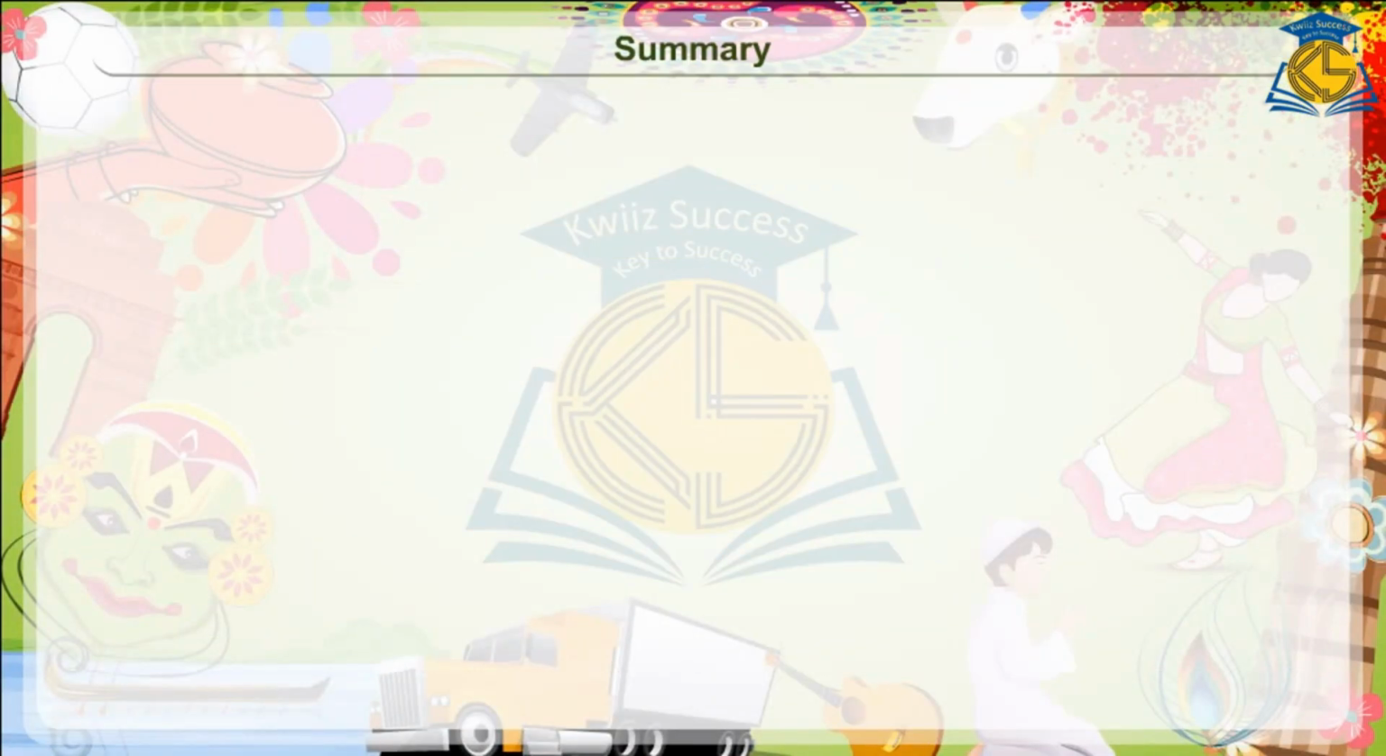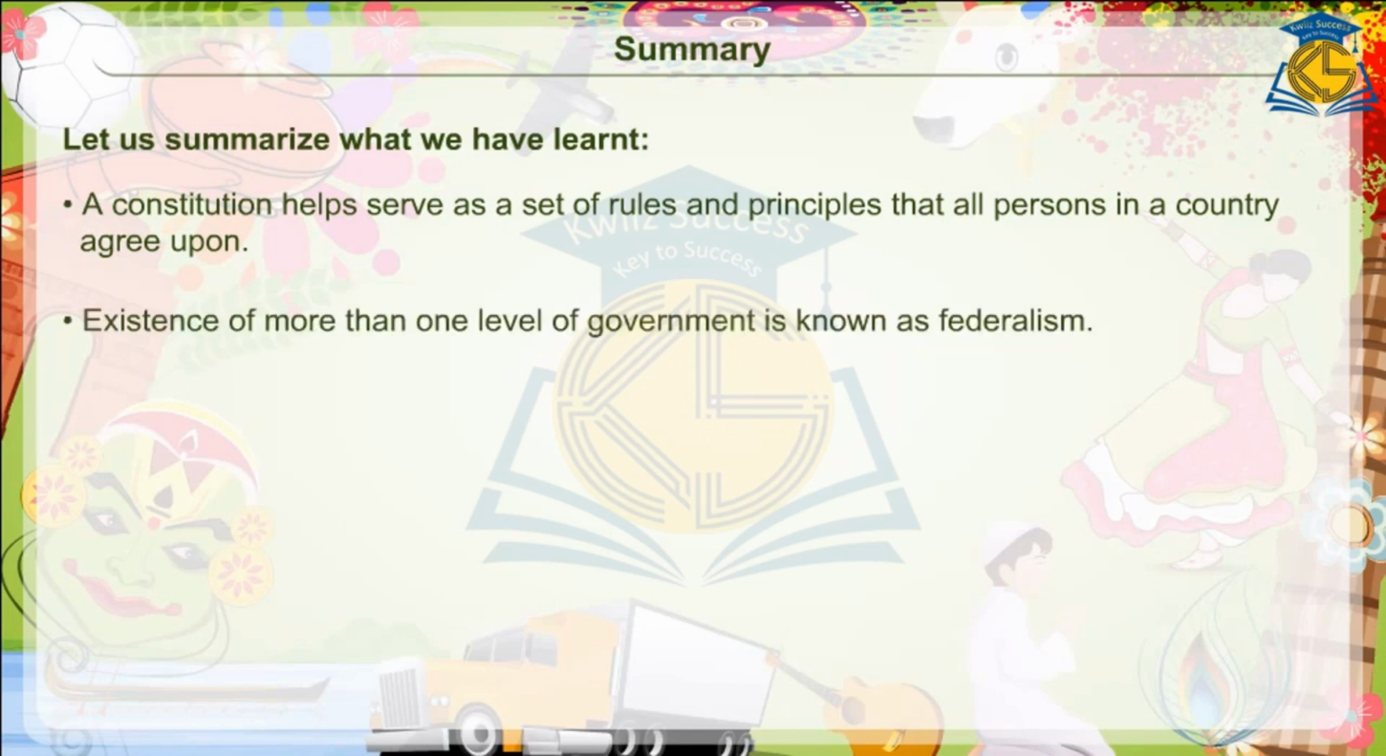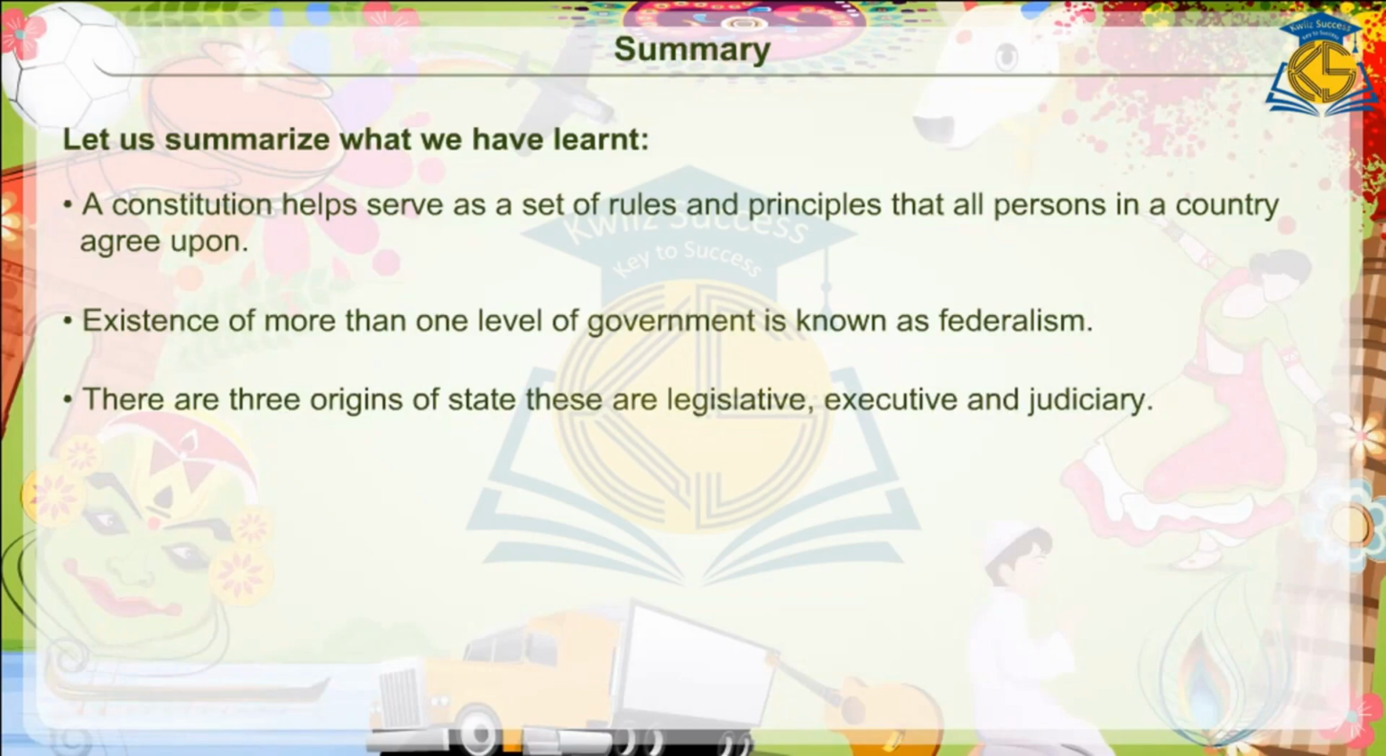Summary. Let us summarize what we have learned. A constitution helps serve as a set of rules and principles that all persons in a country agree upon. Existence of more than one level of government is known as federalism. There are 3 organs of the state. These are legislative, executive, and judiciary.